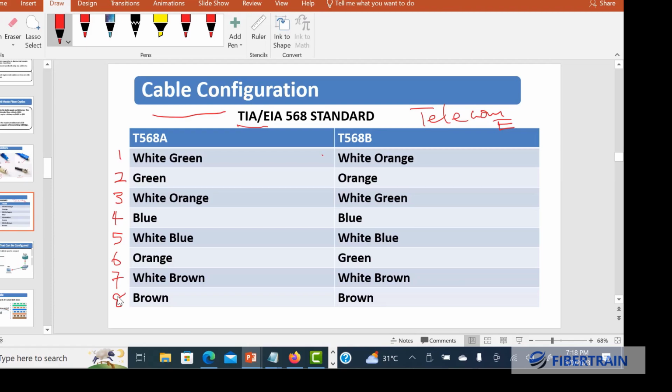The same thing is applicable here. White orange, orange, white green, blue. White blue should be number 5. Solid green should be number 6. White brown should be number 7. Brown should be number 8.